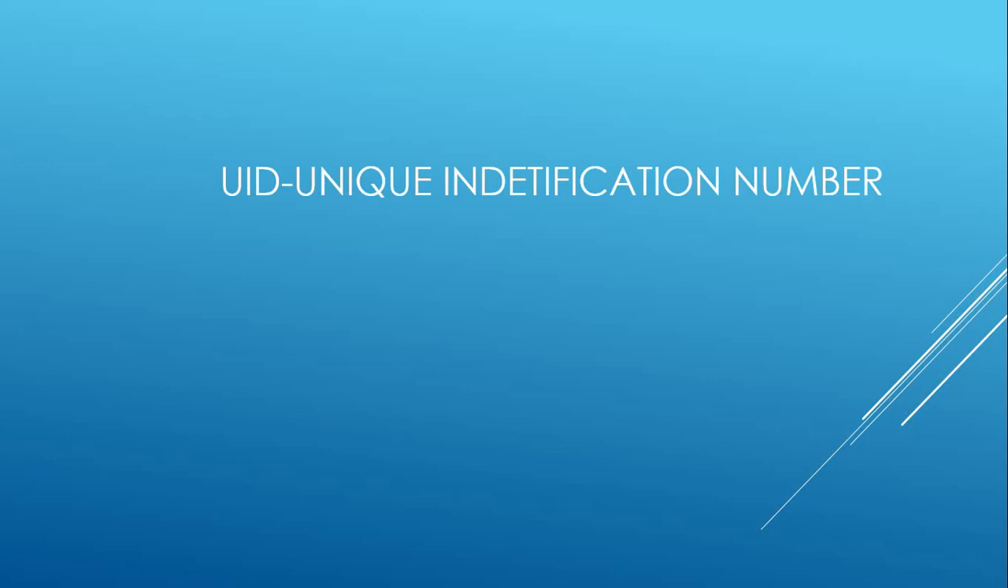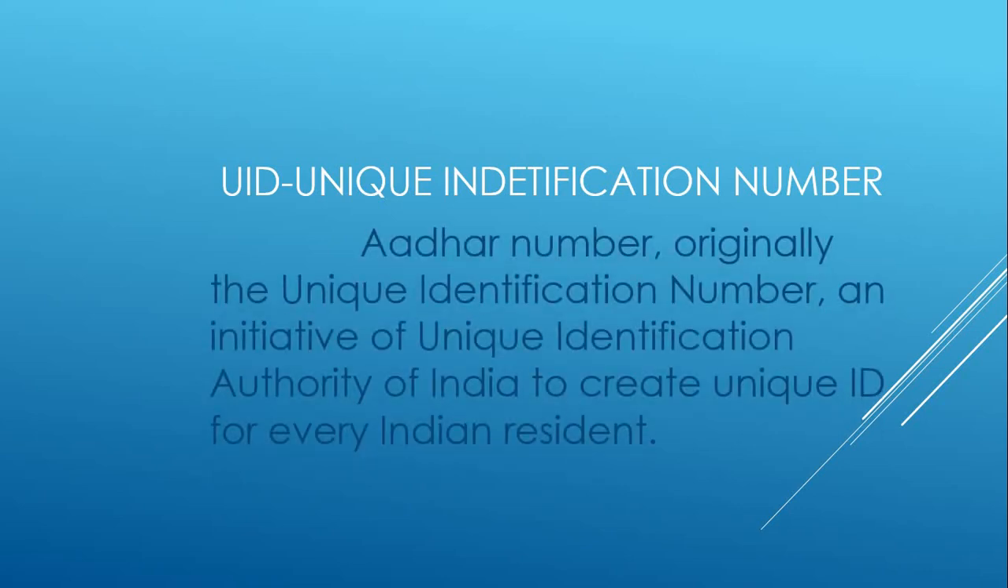Next term which we are going to talk about is UID. UID means unique identification number. Now what is this unique identification number? The Aadhaar number we have now was previously known as unique identification number. It is an initiative of the Unique Identification Authority of India. What was the purpose of it? To create a unique identity for each and every Indian resident. This program was started. That is known as UID.